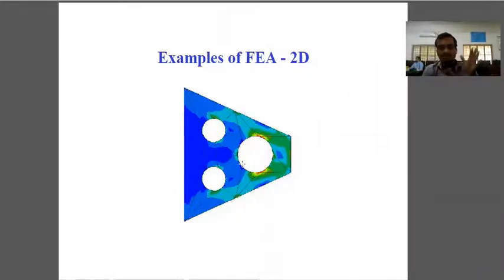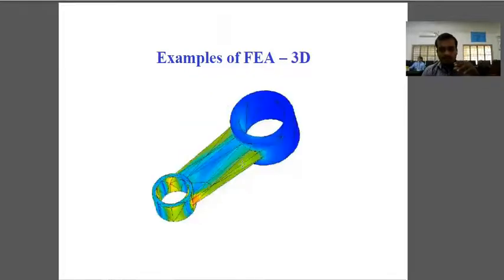Plate, for example: if you consider the plate, only width and breadth are considerable or measurable, but thickness is not measurable, because it is very, very less as compared to your other two dimensions. So it looks like a two-dimensional problem in your HyperMesh software. And the next one is your three-dimensional problem. Three-dimensional means all the dimensions are measurable, or comparable. This is your three-dimensional problem.